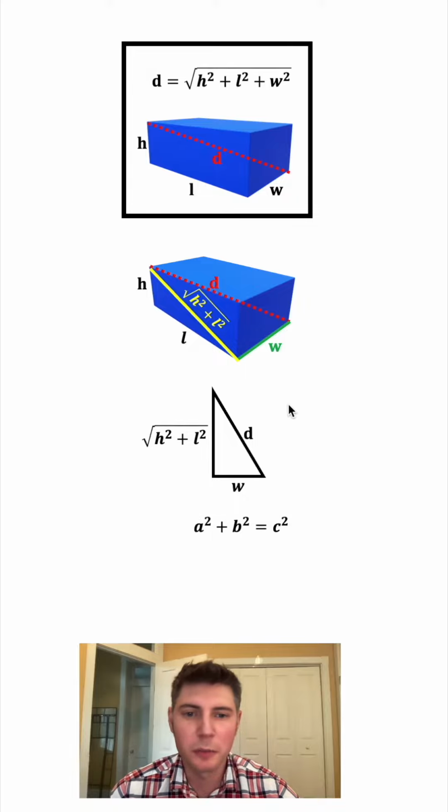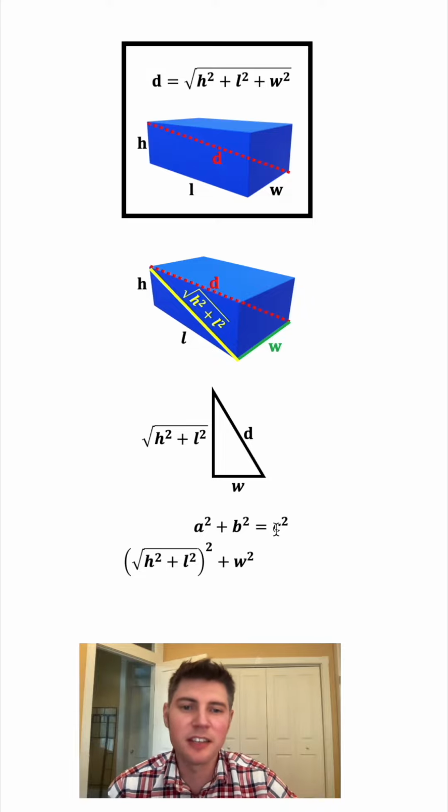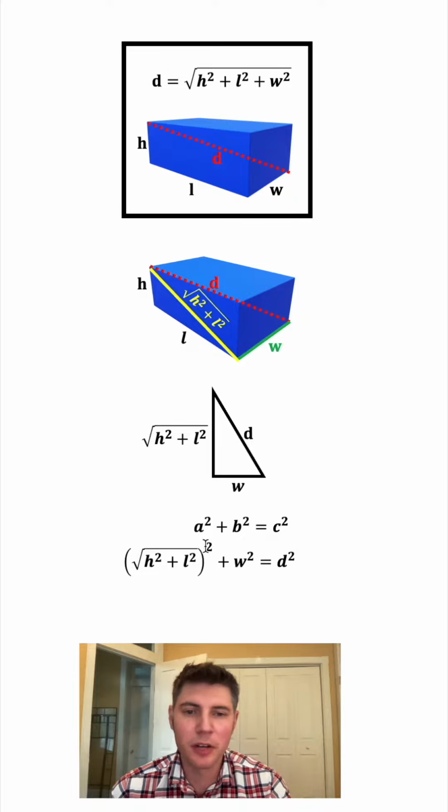So then we do a squared plus b squared equals c squared again, where a is the square root of h squared plus l squared. So we'll do that squared. B is going to be w, so that'll be plus w squared. And c is the hypotenuse, which is d in this case. So it's equal to d squared. This square root and this square will cancel each other out, which gives us h squared plus l squared. And then we can bring down everything else to give us plus w squared equals d squared.